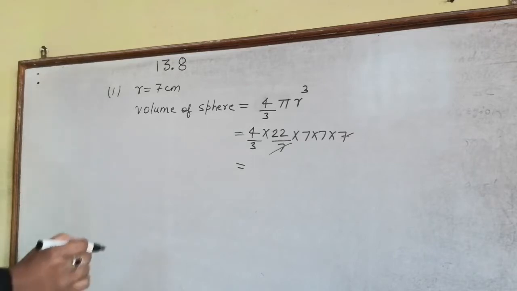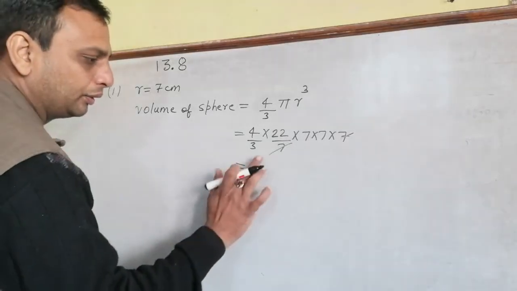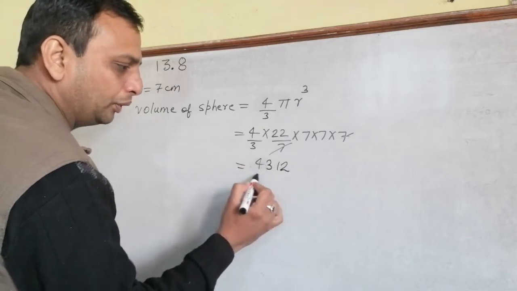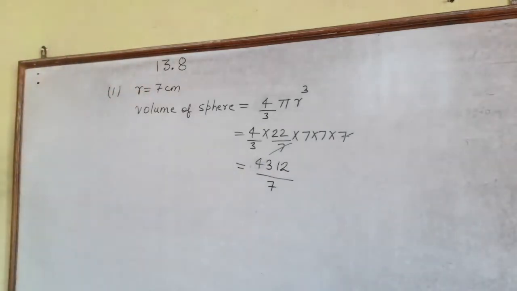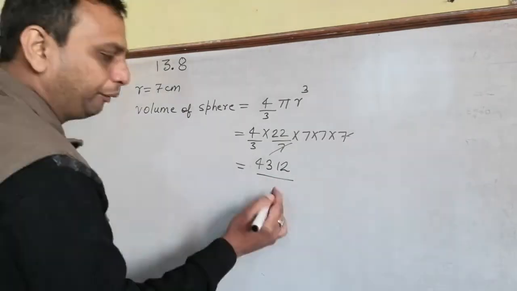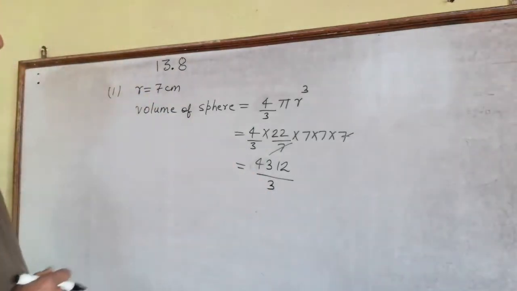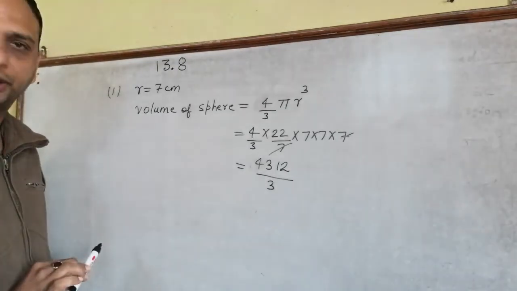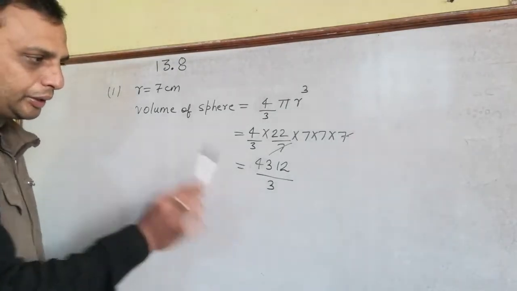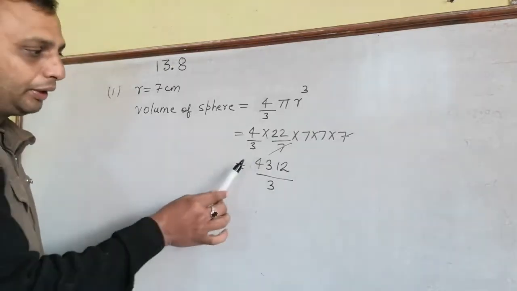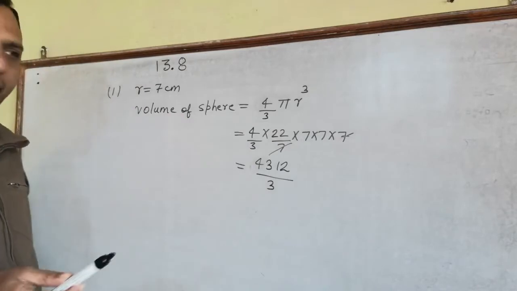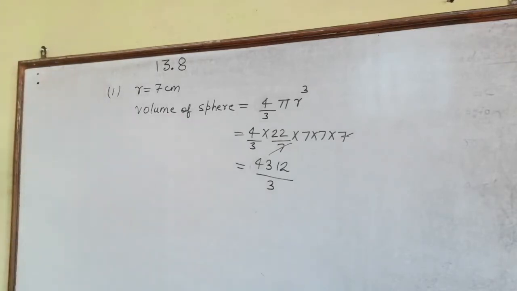On multiplying we will get the answer 4312 upon 3. It is upon 3 because 3 is in the denominator. So this is the answer. And if you want to convert this number into a mixed fraction, you can, or if you want to write it in decimal form, you can. It will not make a difference in the answer.